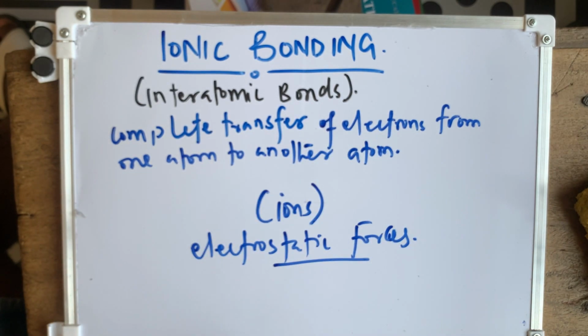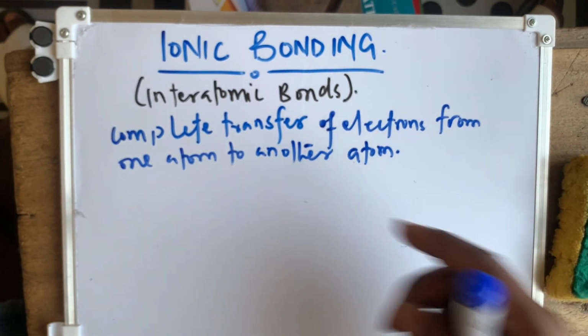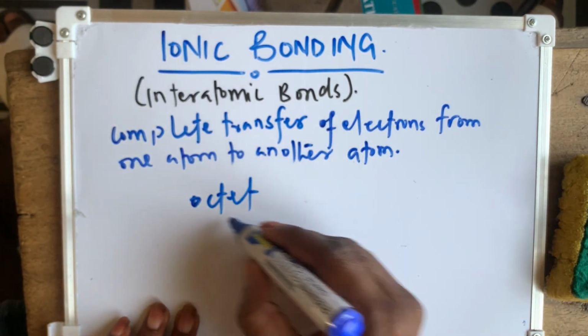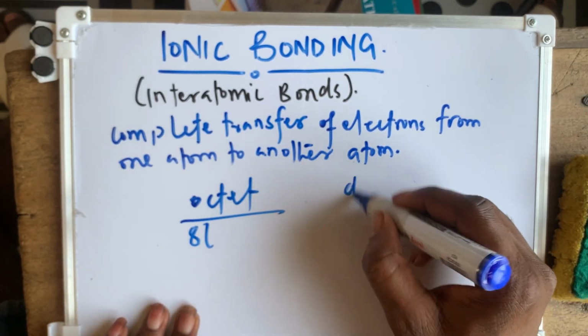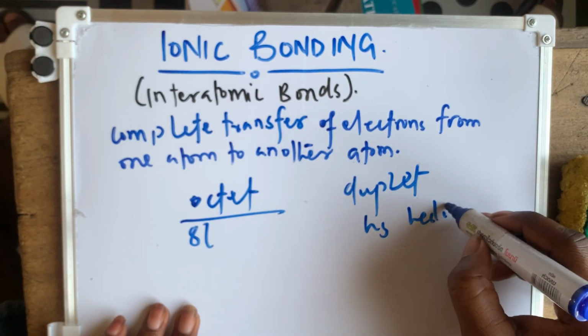As an ionic bond is formed, one of the atoms donates electrons to achieve the inert gas electron configuration, and the other atom needs electrons to achieve the inert gas electron configuration. Anytime bonding occurs, we want to achieve stability, either the octet, that is eight valence electrons, or the duplet, typically for hydrogen and helium alone.